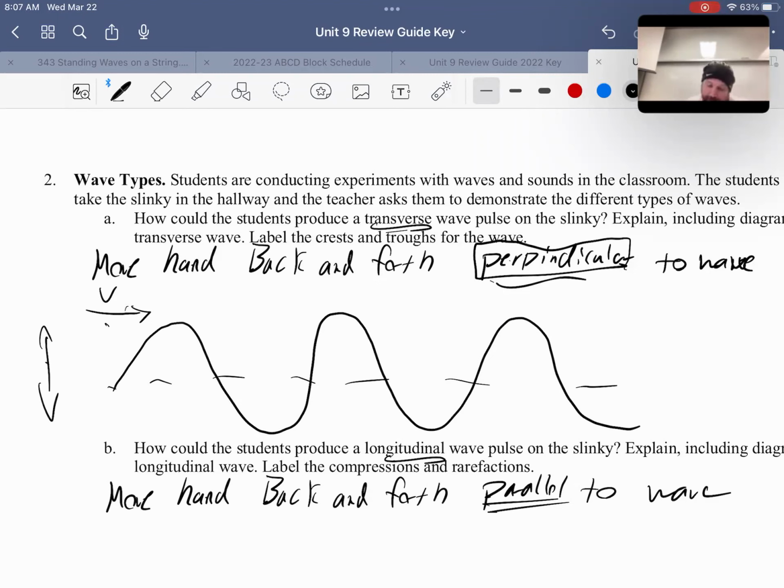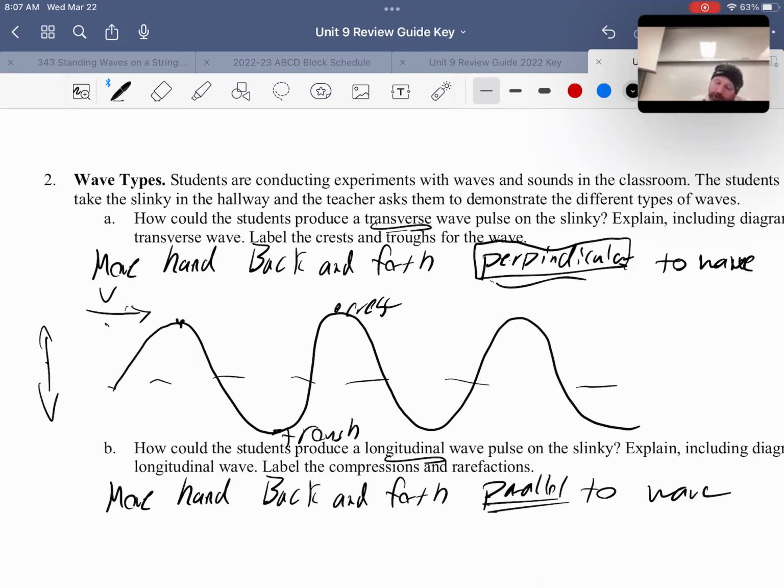And then we want to label the crests. So here's a crest on each one, and this is the trough. Crests and troughs. Again, vibration up and down with speed side to side.